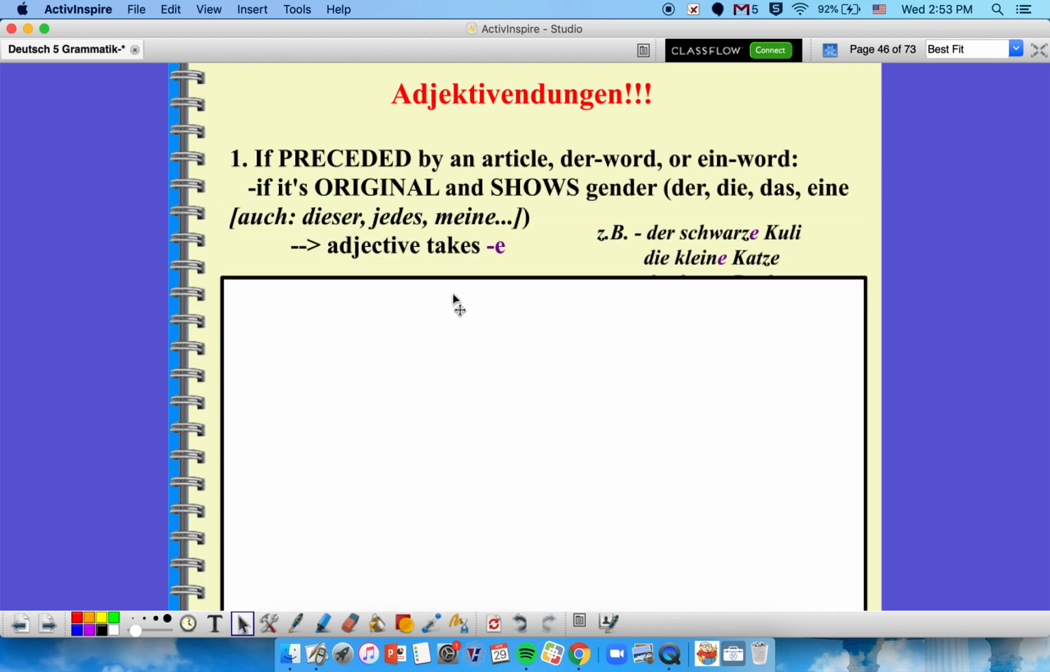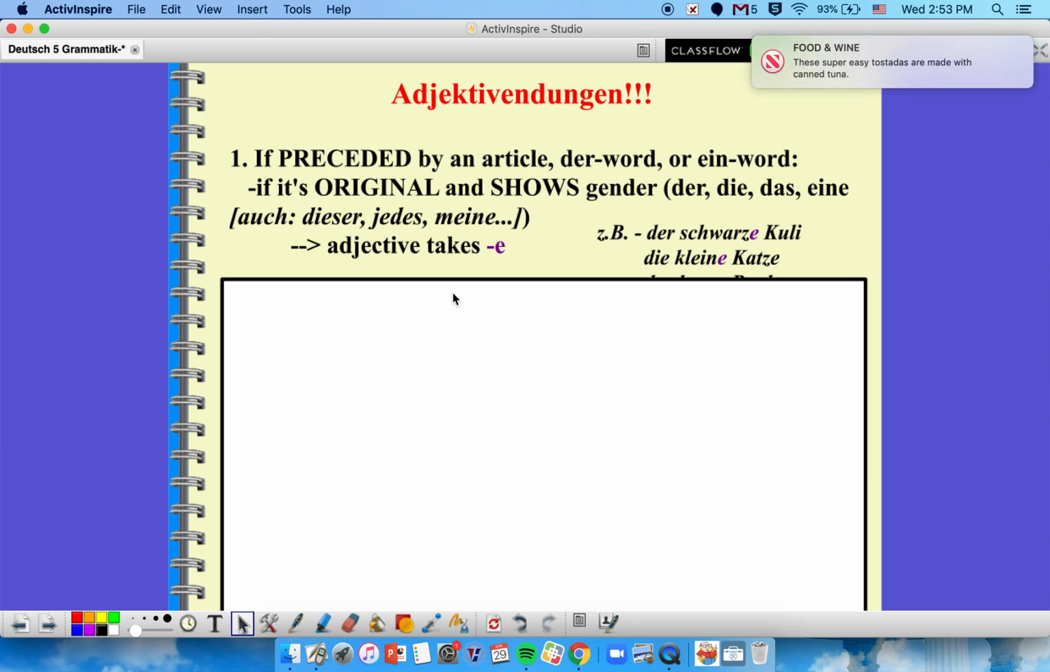So if you have any kind of article-like word, whether it's a der word or an ein word, if it's original and it shows the gender of whatever the noun is that's coming up, then the adjective only takes an E ending. And I always tell students to remember that this is because the article already showed the gender. So the adjective doesn't have to. It can just take an E.